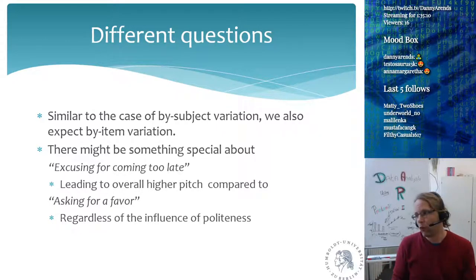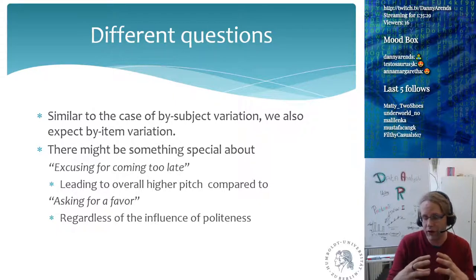The study is a little bit more complex, right? Because we have different questions. So similar to the case of by-subject variation, we also expect by-item variation, right? The same question for different people, it might be that the same question has a difference in pitch as well. It could be based on the amount of consonants in there or the amount of O's or A's, right? Because an I is, of course, much higher than an A in a way.